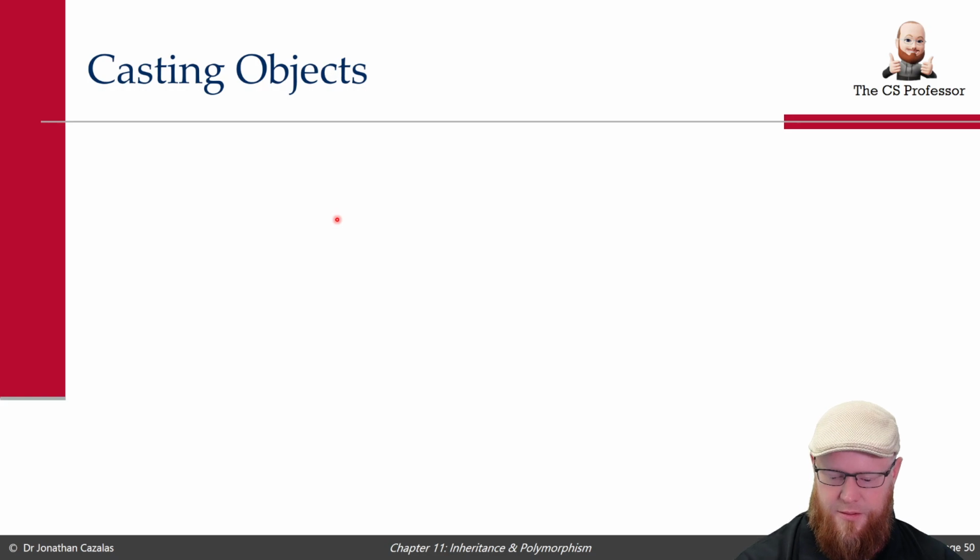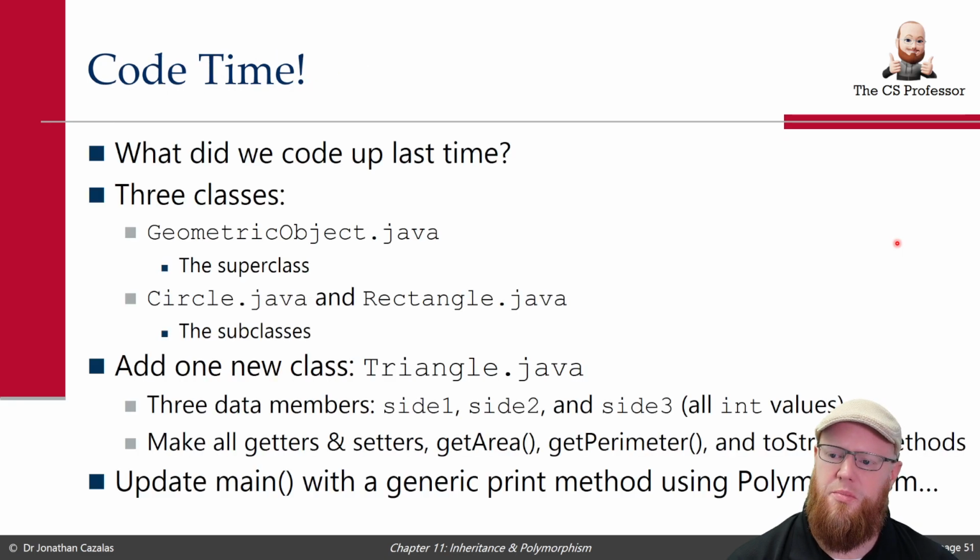Huge deal. And you know what, looking at the time here, 32 minutes, we will do casting on the next video. I want to jump ahead to coding. So what did we do previously? We had these 3 classes: the geometric object class, the circle class, and the rectangle class, which both extended that geometric object class. We made the overridden toStrings.